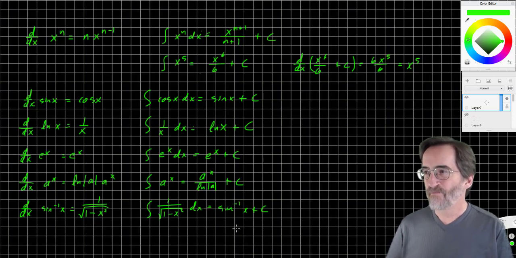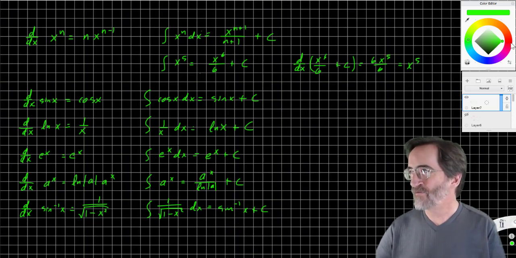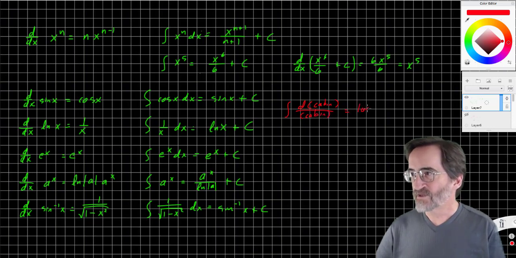And my favorite one, this is my math dad joke here. The integral of d cabin over cabin, where cabin is the variable, equals log cabin, it's actually log base e, log cabin plus c, which is obviously houseboat.